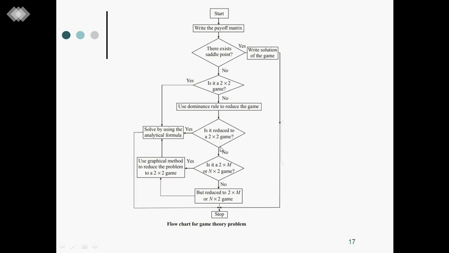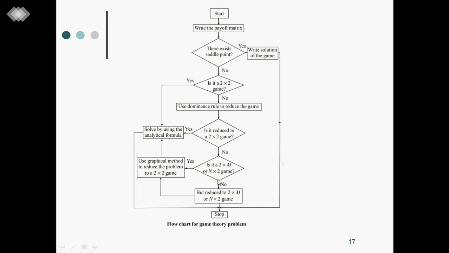If it is not reducible to 2 cross 2, then you check whether it is a 2 by m or n by 2 game. If it is 2 by m or n by 2, use the graphical method, make it 2 by 2, then again use the formula. Somehow reduce the higher order game, 3 cross 3 or so, to 2 cross m or n cross 2, then use the graphical method. One step will be extra here. If it is 2 cross m or n cross 2, then directly you can use the graphical method.